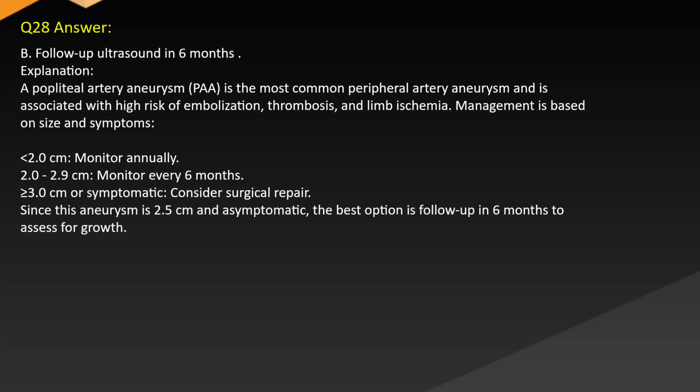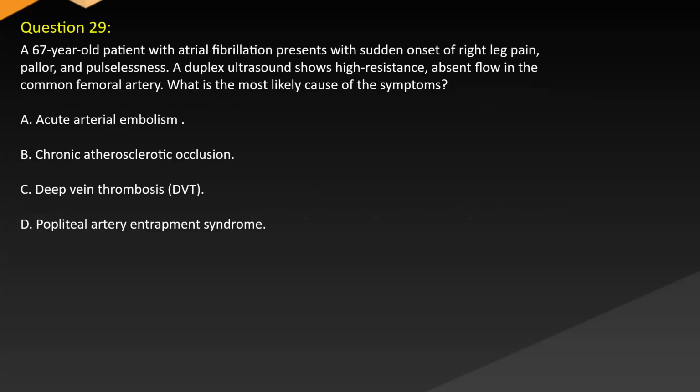Answer B. Follow-up ultrasound in 6 months. Explanation. A popliteal artery aneurysm, PAA, is the most common peripheral artery aneurysm and is associated with high risk of embolization, thrombosis, and limb ischemia. Management is based on size and symptoms. At 3 centimeters or greater, or if symptomatic, consider surgical repair. Since this aneurysm is 2.5 centimeters and asymptomatic, the best option is follow-up in 6 months. Assess for growth.